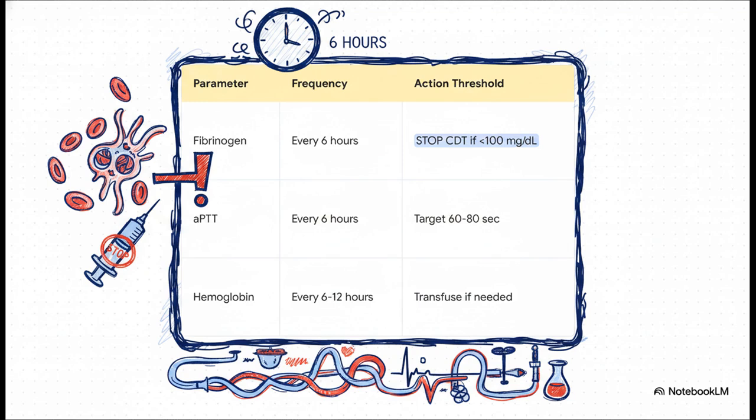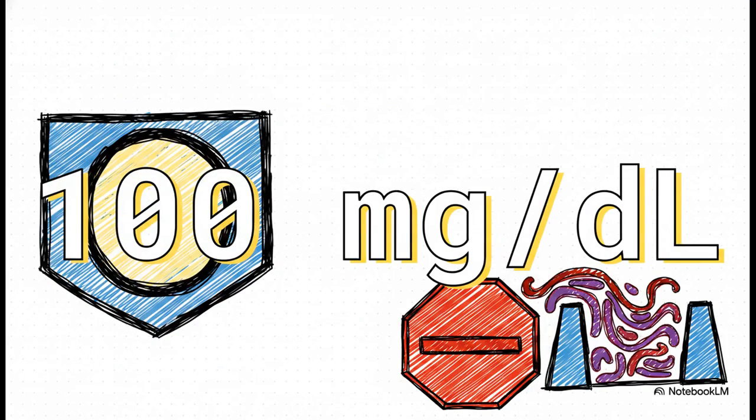At a bare minimum, you're checking these key labs every 6 hours. And just look at that first line. Fibrinogen. The action threshold couldn't be clearer. If it falls below 100, you stop the infusion. Period. End of story. Let's just focus on that number, because it is the most important one on the screen. 100. That number is the safety net. It's the hard stop designed specifically to prevent that terrible cascade into DIC.